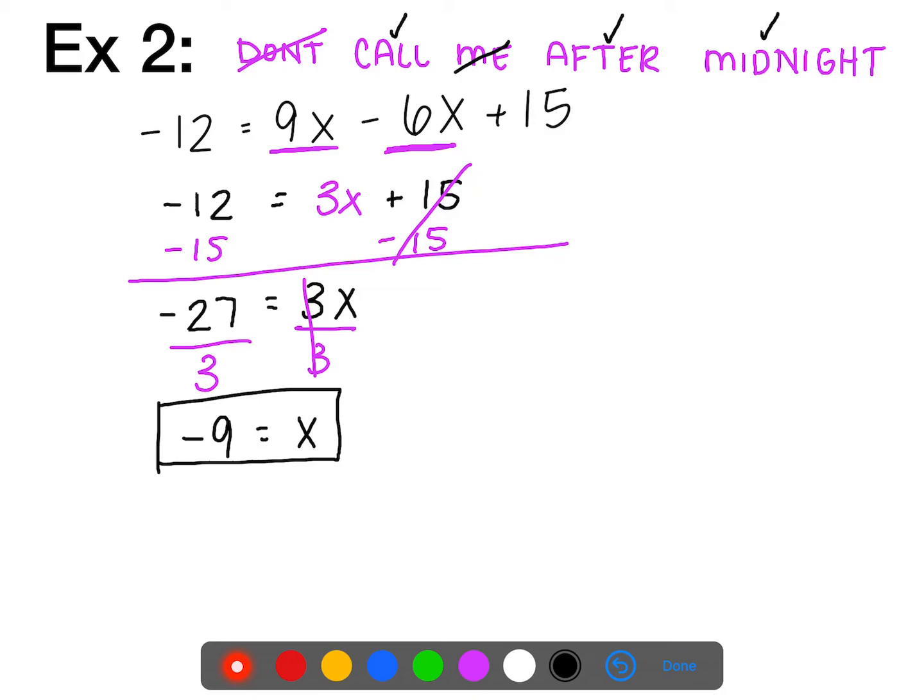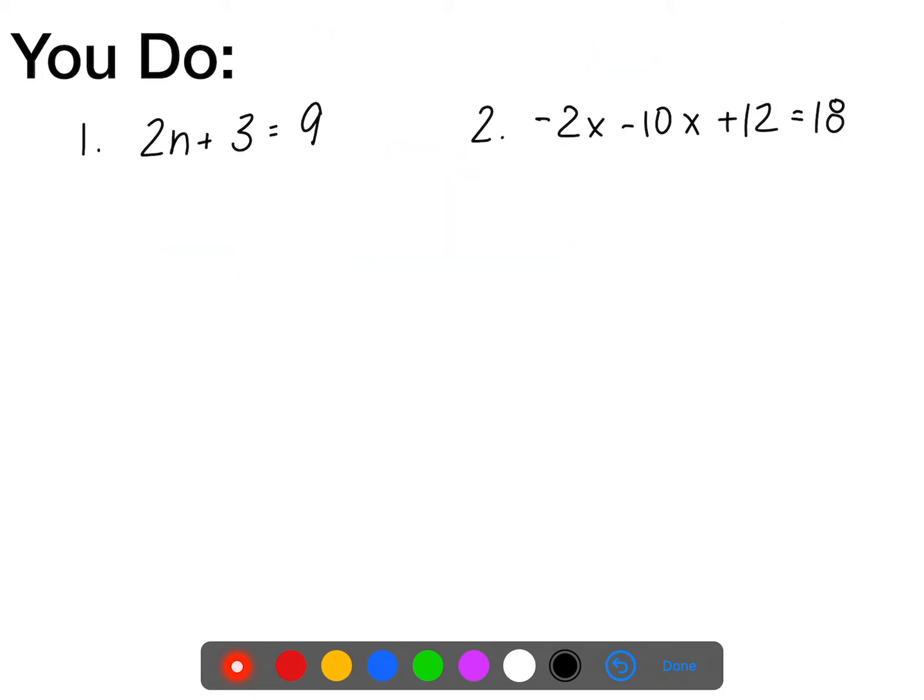What if I asked you to solve 2n + 3 = 9 and -2x - 10x + 12 = 18? The first one I know you know how to do. We're doing those in our sleep at this point, right?